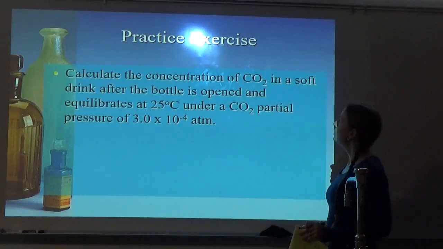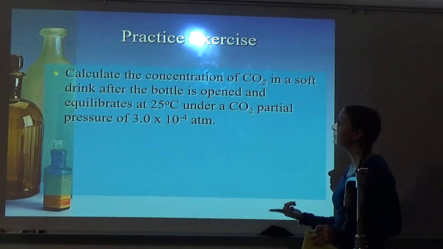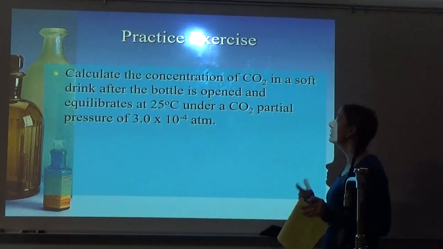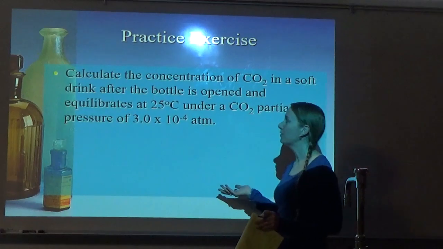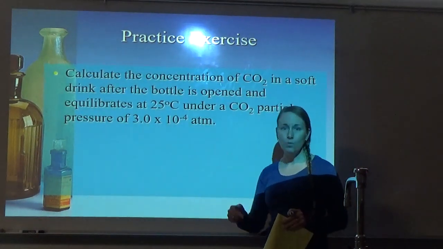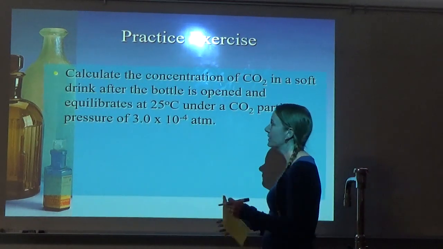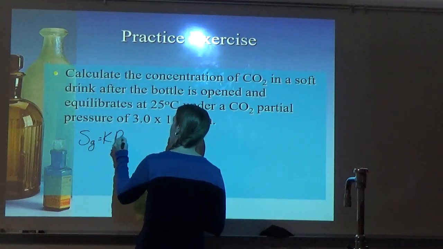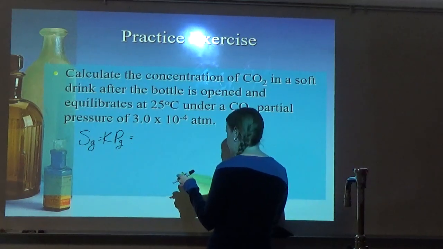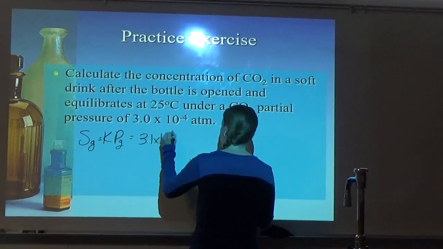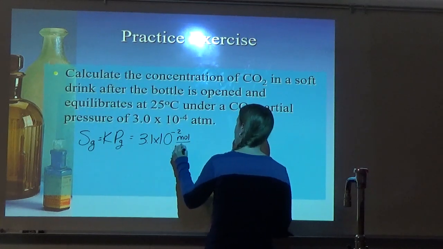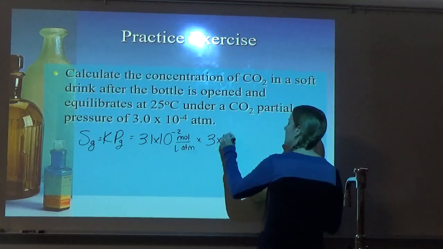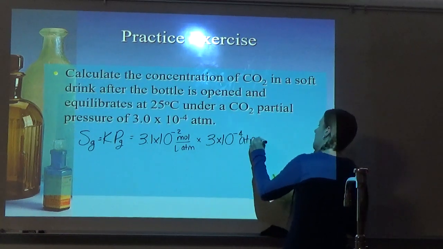So it says, calculate the concentration of CO2 in a soft drink after the bottle's open, and equilibrium is established at 25 degrees Celsius under a CO2 partial pressure of 3 times 10 to the negative 4 atm. So see, we still have CO2 in water, so we're going to pull that same K value from the previous slide. So remember, our solubility of the gas is K times partial pressure of the gas. So our K from the last slide was again 3.1 times 10 to the negative 2 moles per liter times atmospheres. But this time our pressure has decreased to 3 times 10 to the negative 4 atm. It was 4 atm on the last one.